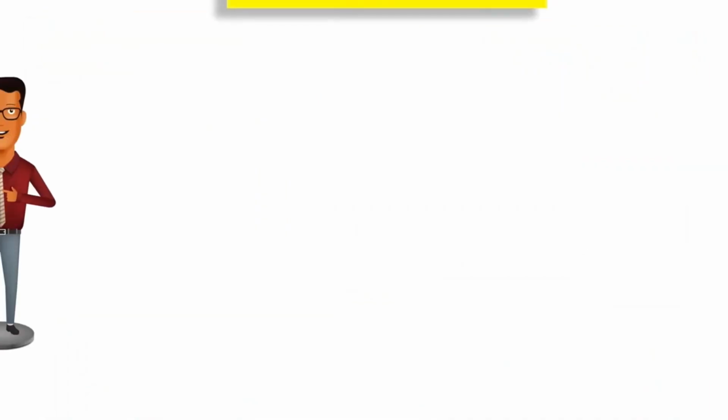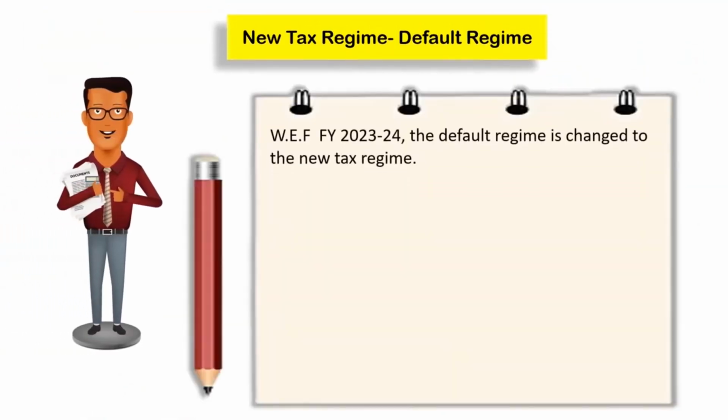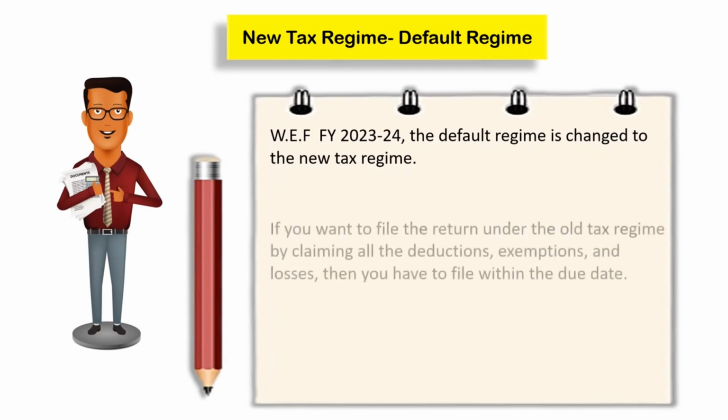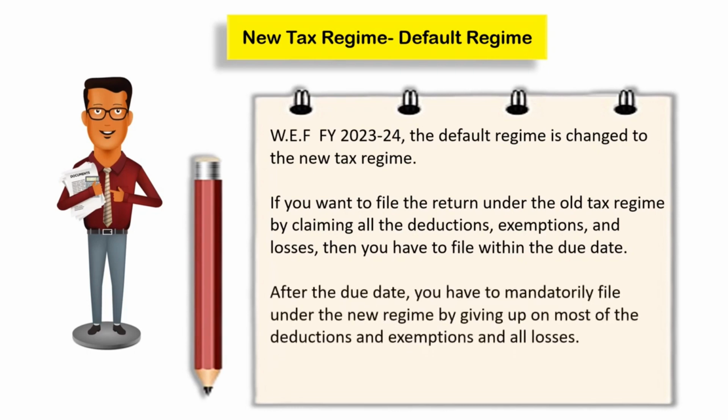With effect from financial year 23-24, that is assessment year 24-25, the default tax regime has been changed to the new tax regime. So if you want to file your return under the old tax regime by claiming all the deductions, exemptions and losses, then you have to file it within the due date. After the due date, you have to mandatorily file under the new tax regime by giving up on most of the deductions and exemptions and all losses.